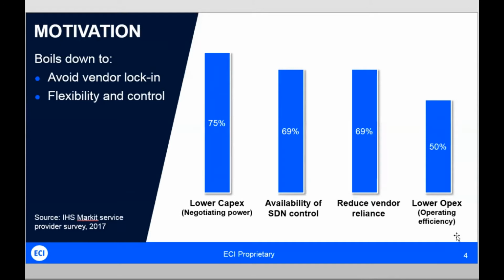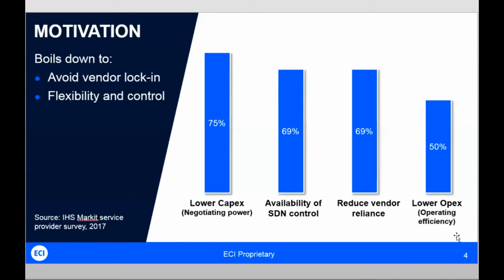So really what it boils down to is people want freedom. You don't want to be tied into a specific vendor, and you want to have flexibility and control in terms of managing the evolution path of your network. In terms of specific responses, people say that they want to have open systems and vendor independence because they want lower CapEx. There was always that feeling that if you're pitching one vendor against another, you're going to end up with a better price through negotiating power.